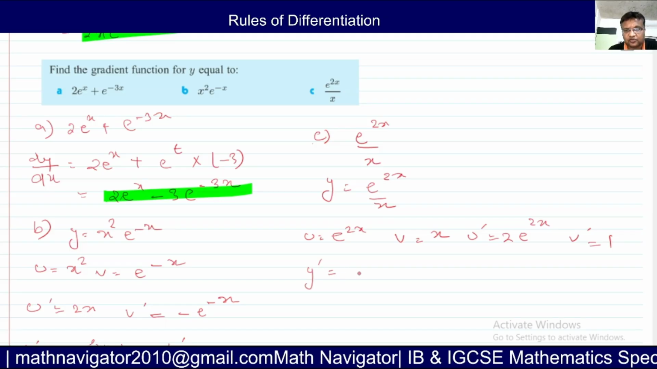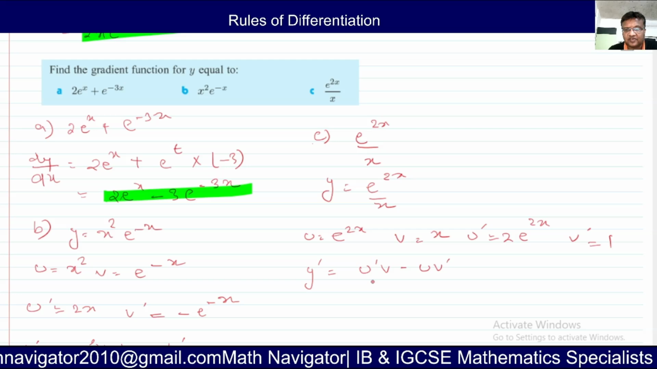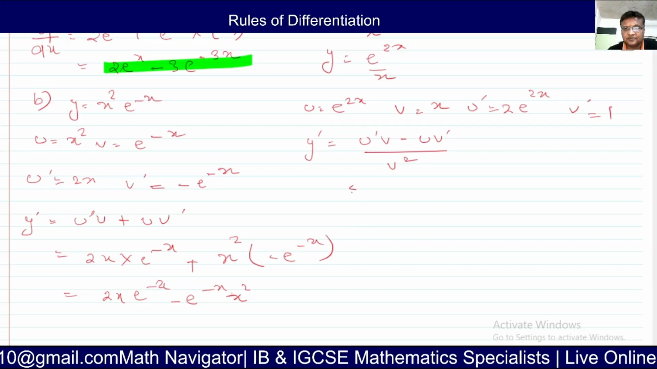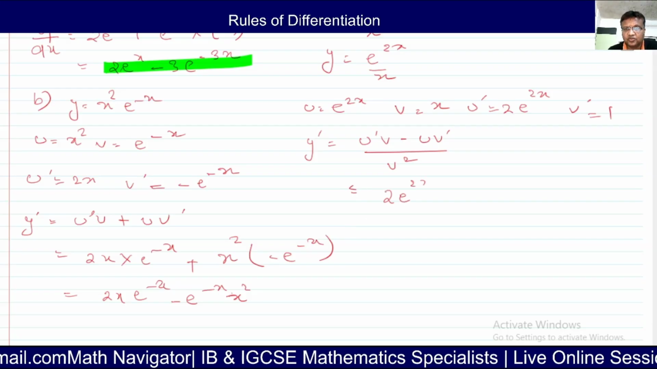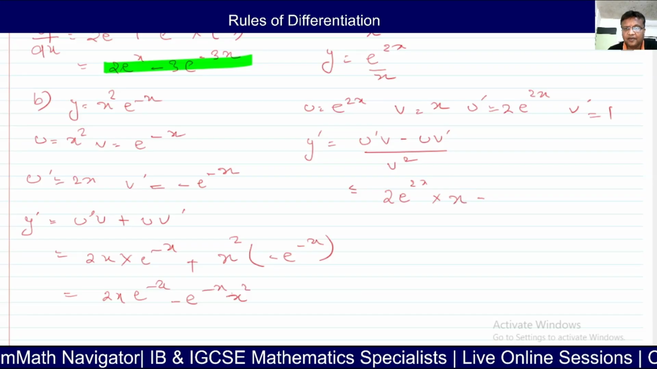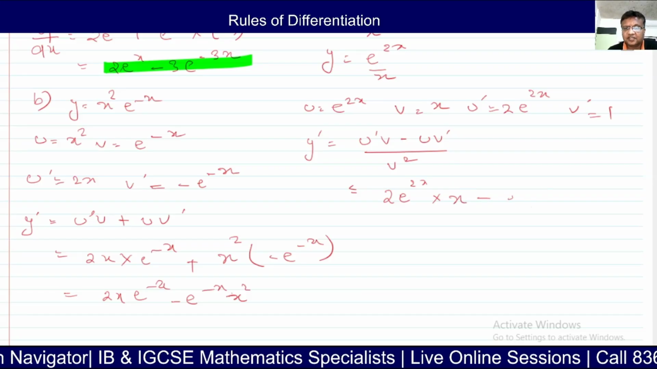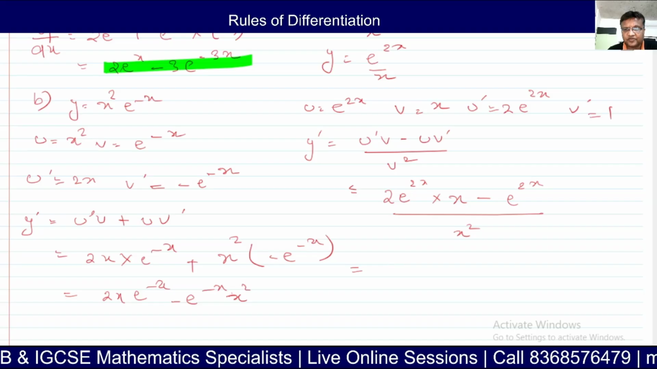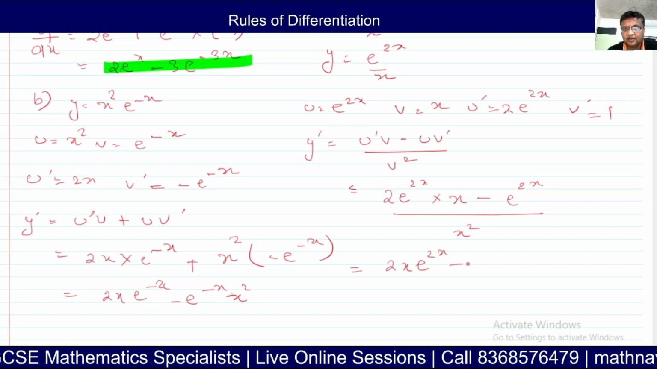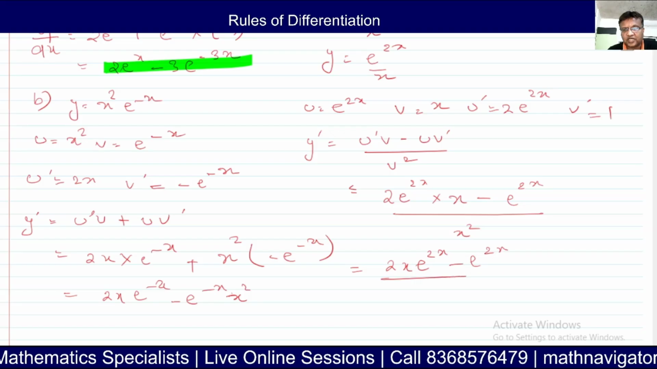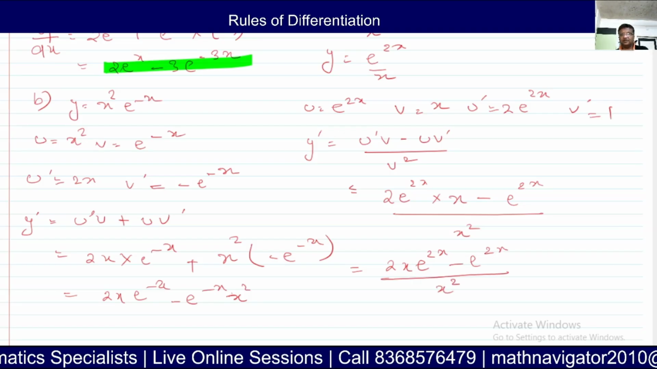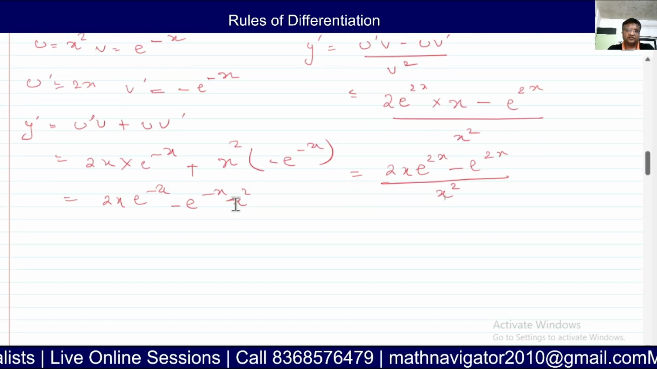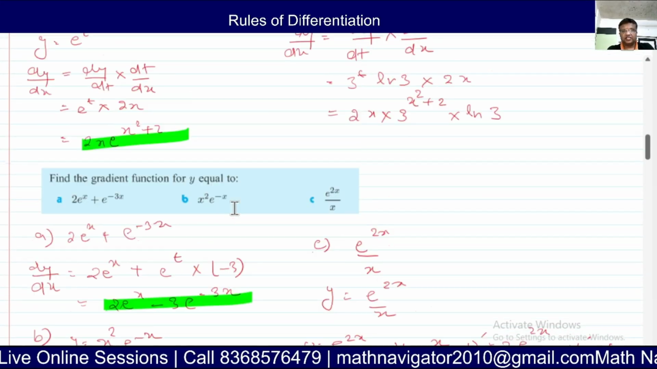Now you need to simply substitute it into the formula. y derivative is equal to u derivative times v minus u times v derivative over v squared, which will be nothing but x times 2 e to the power 2x minus e to the power 2x over x squared. This gives 2x e to the 2x minus e to the 2x over x squared. Again, if you want to do some kind of simplification, that's fine. If you are comfortable, if you don't want to, that's also fine, unless specified, right? So this is all about exponential functions.